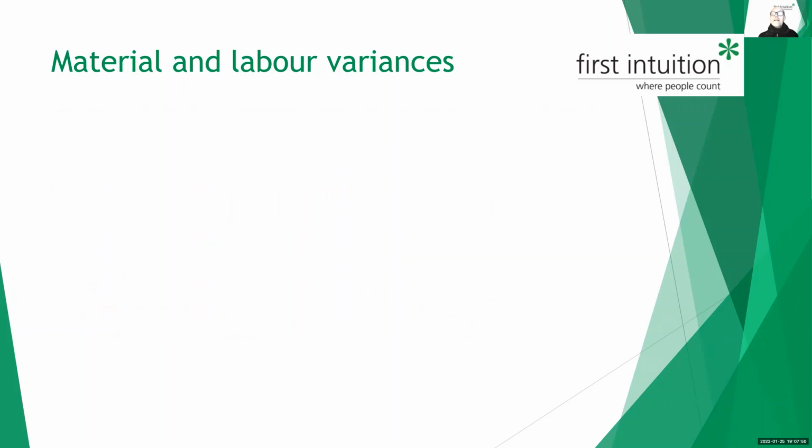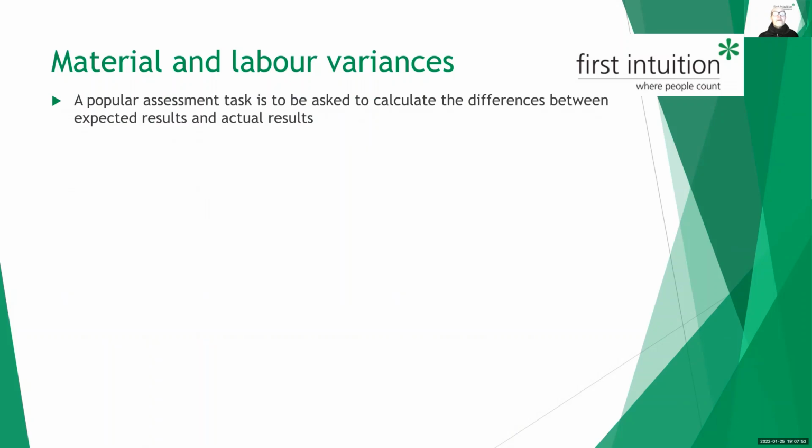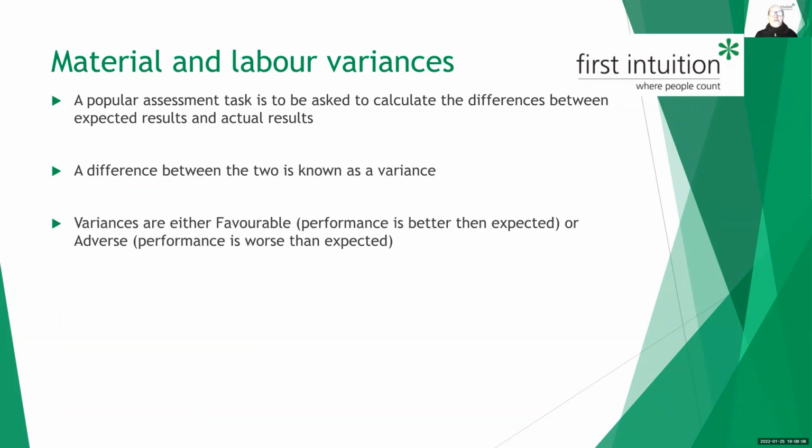Okay, well let's look at the mechanics of it. So typical assessment task, we're given expected results and actual results. And the difference between the two is a variance. Variances come into two categories. I appreciate a lot of this is quite fundamental, but we will get into it a bit more in a couple of minutes.